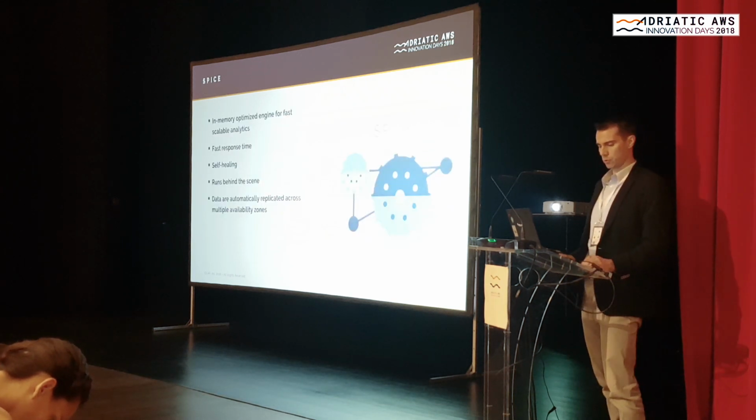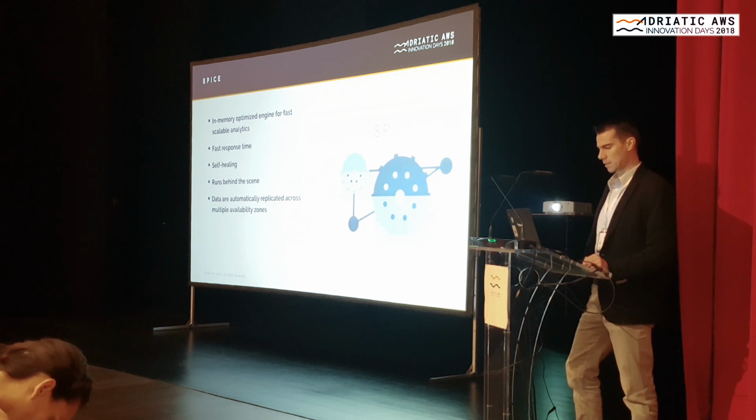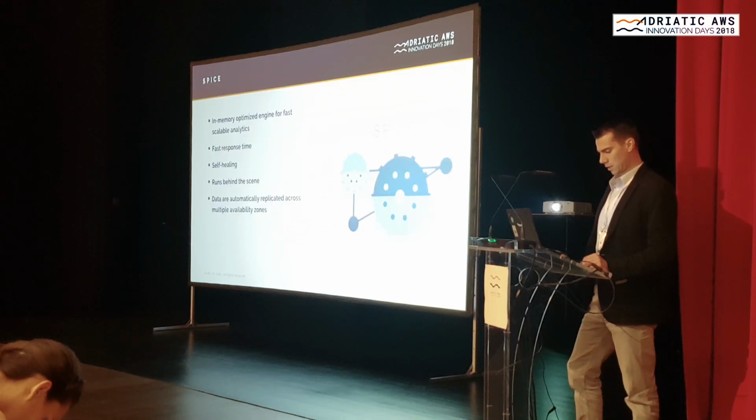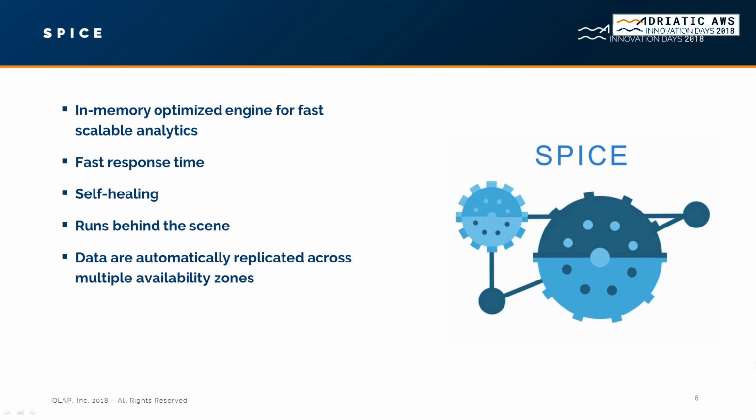So I mentioned Spice. What is Spice? Spice stands for Super Fast Parallel In-Memory Optimized Calculation Engine. It has 2 roles. It's an engine that does all the calculation required to do analysis, but it is also a location where you can save your data sets. So Spice is kind of like the brain behind QuickSight, and it is its most important part. It is a fully managed service that runs behind the scenes, and it was built especially for QuickSight.